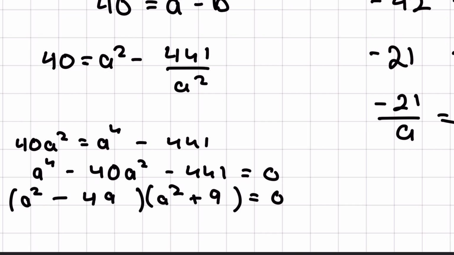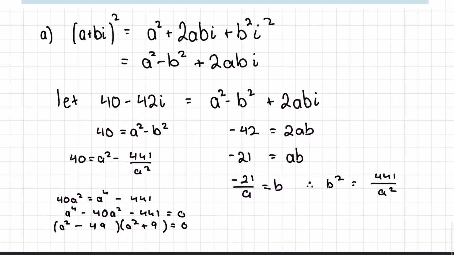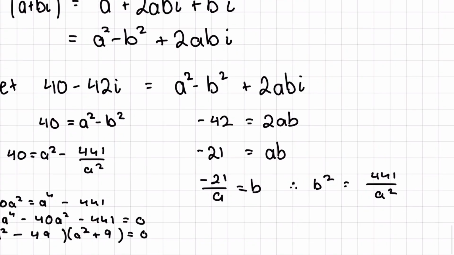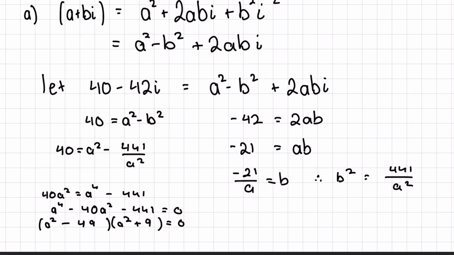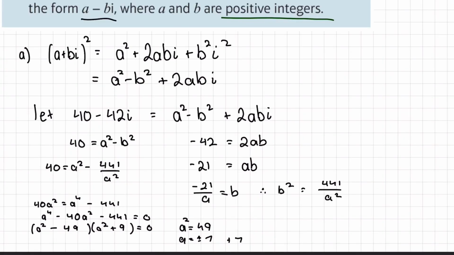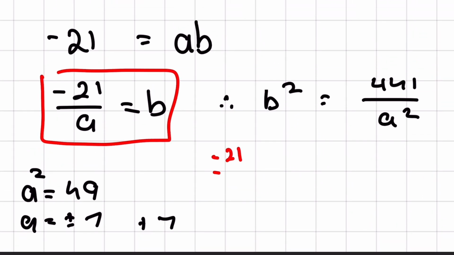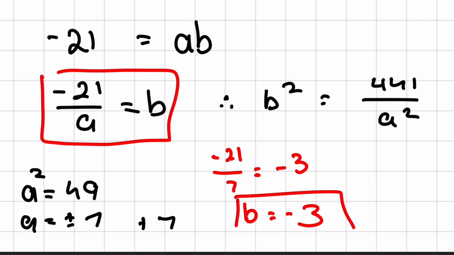So meaning, and we are told in the question, this is important now, they are positive integers. So when I go back to this question, we can say, well, we've got difference of squares here. So we can say a squared equals 49. So a equals plus or minus 7, but we're going to take plus 7 in this case. So we've got a as positive 7, and then we look at this here, negative 21 over 7 equals negative 3. So b equals minus 3.